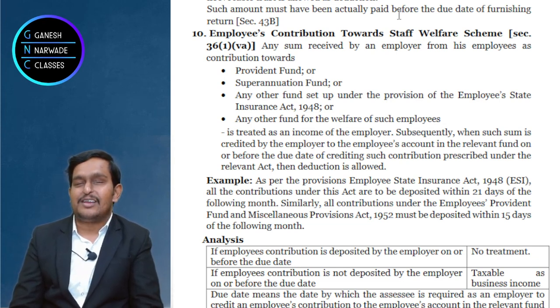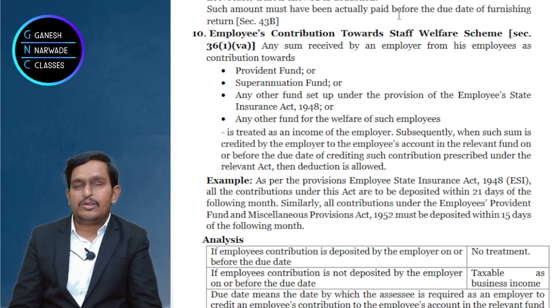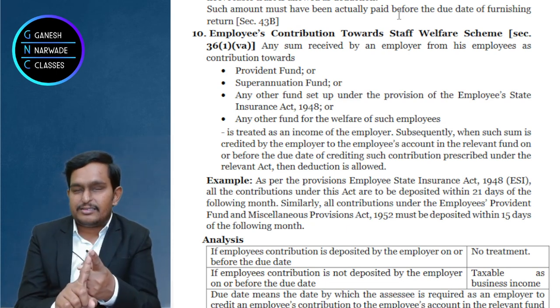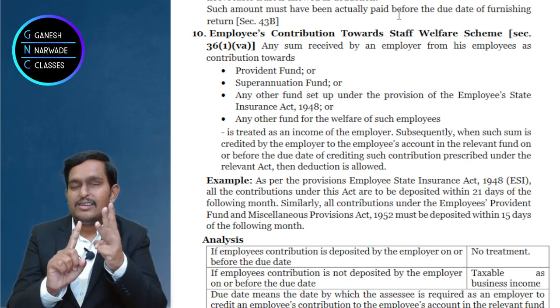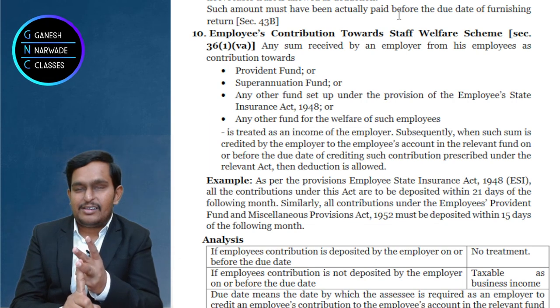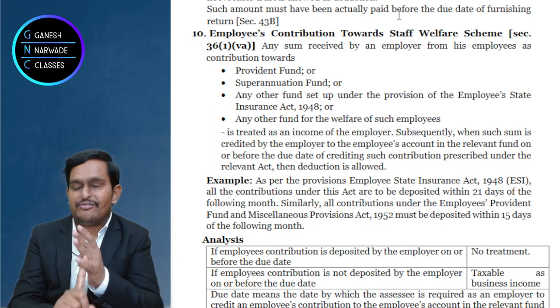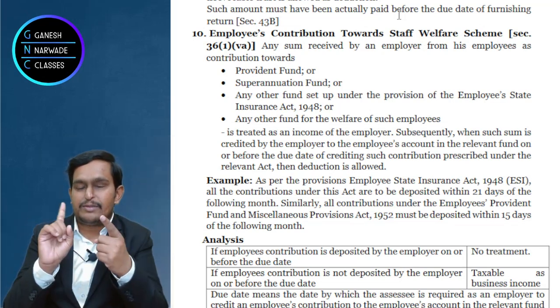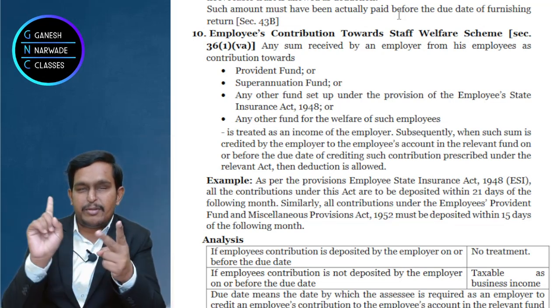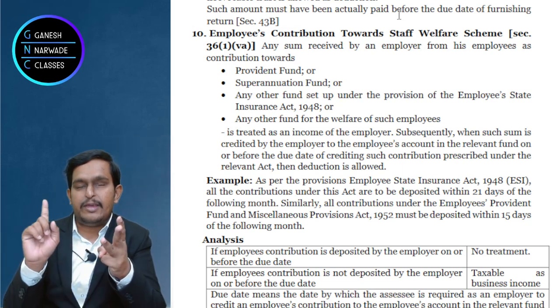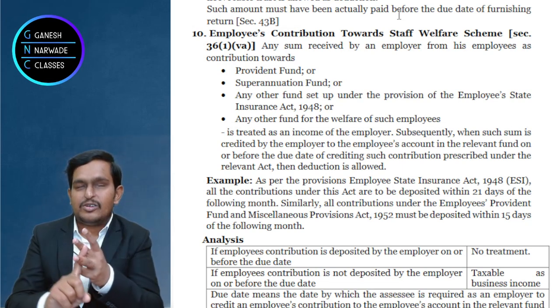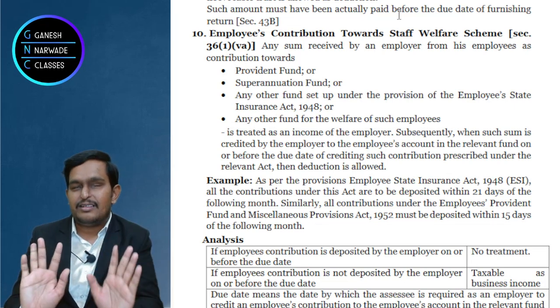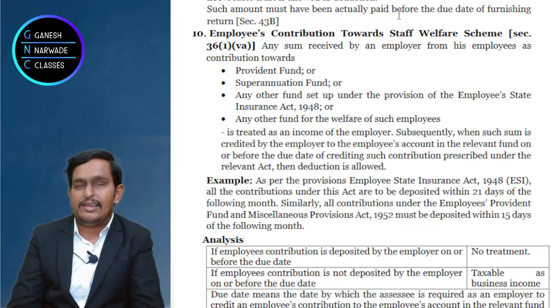Okay, so first thing, here the employee is going to contribute towards provident fund, superannuation fund or other funds like ESI or maybe any other staff welfare related fund. Again I am repeating for you, it may be provident fund, it may be superannuation fund, it may be ESI related fund or any other fund. Simple? Okay. Here the employee actually contributed.